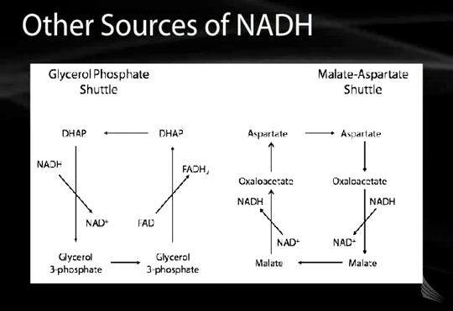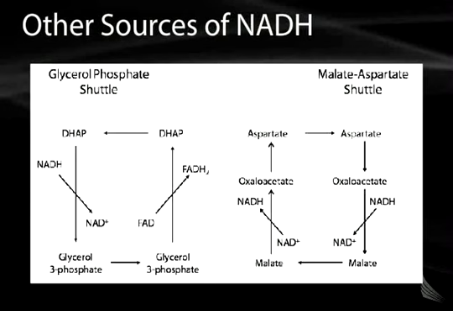Now, the malate aspartate shuttle involves taking NADH in the extramitochondrial compartment in the cytosol and converting it to a molecule of NAD+, transferring its reducing power to a molecule of oxaloacetate to form malate. That malate is shuttled into the mitochondria, where it's converted back to oxaloacetate, and in the process, a molecule of NAD+ is converted to NADH. This oxaloacetate is then converted to aspartate. Aspartate is shuttled back outside the mitochondria into the cytosol, and the cycle repeats itself.